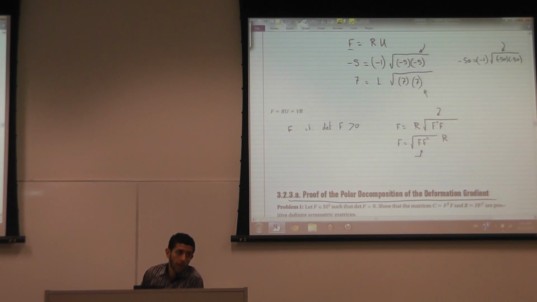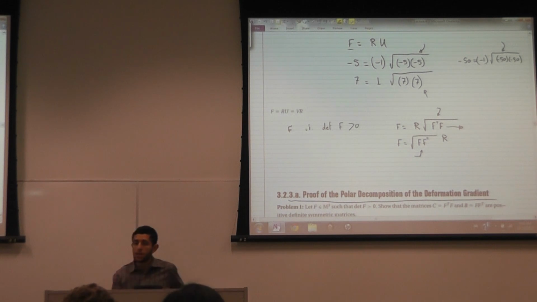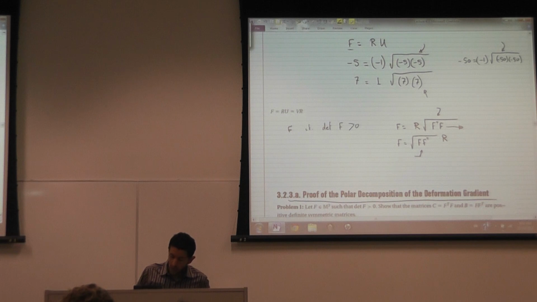Now for me to be able to take the positive square root of a matrix, I just want to make sure that this matrix is already positive. Is F transpose F positive or not? Now, in matrices, when we say positive, that only applies to symmetric matrices. So is F transpose F symmetric or not?